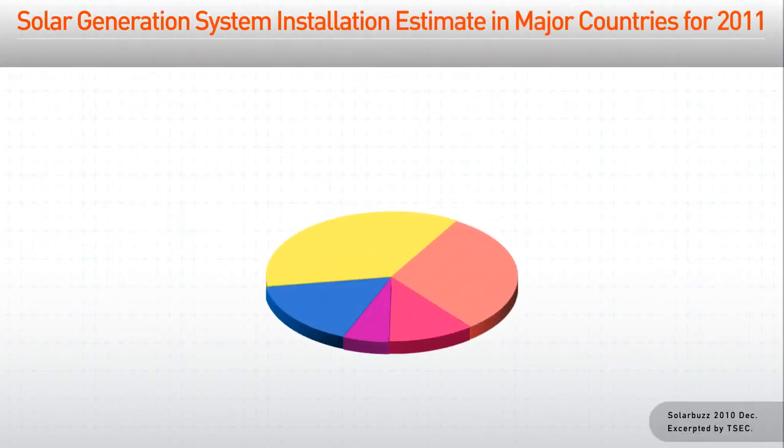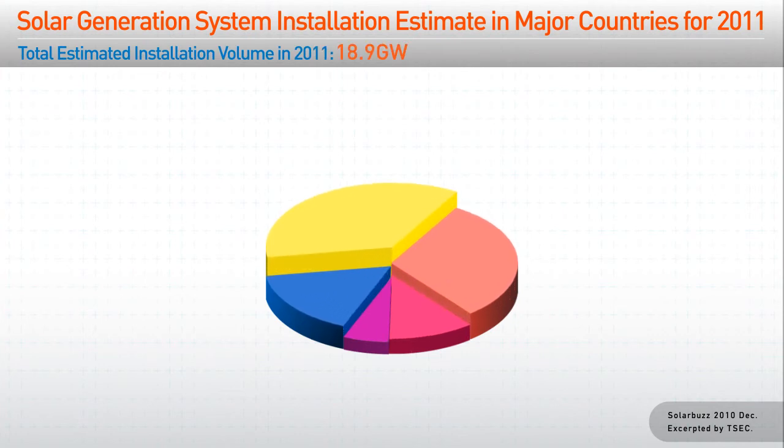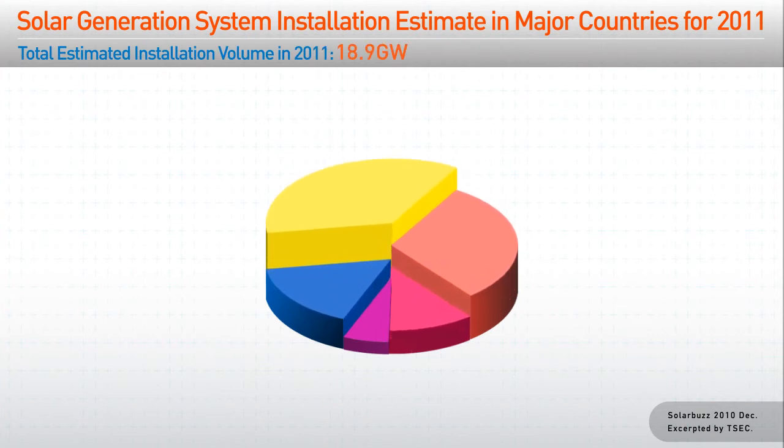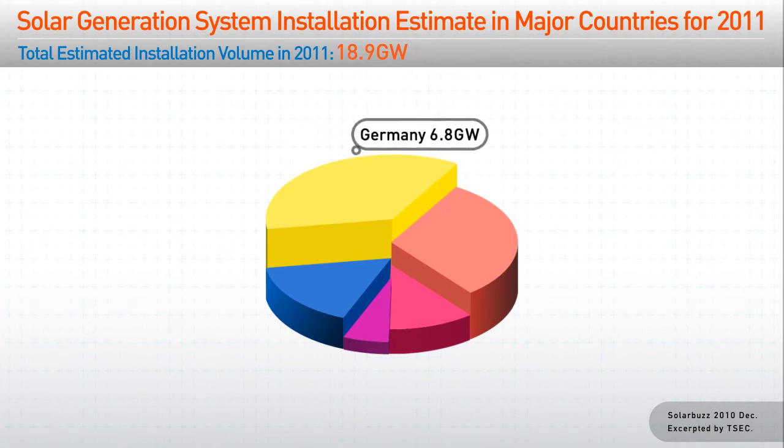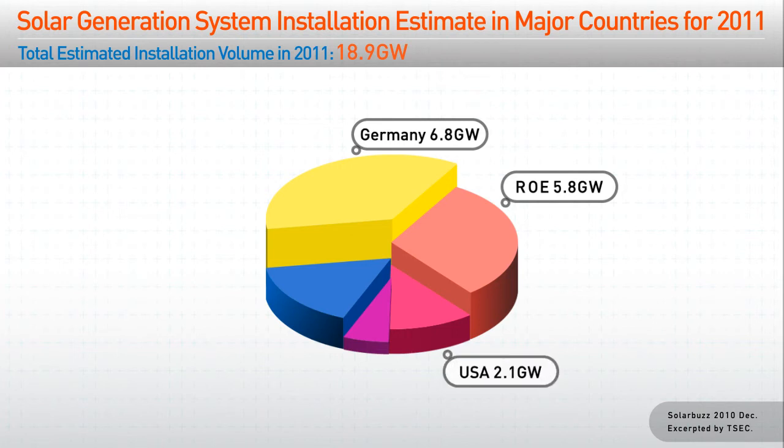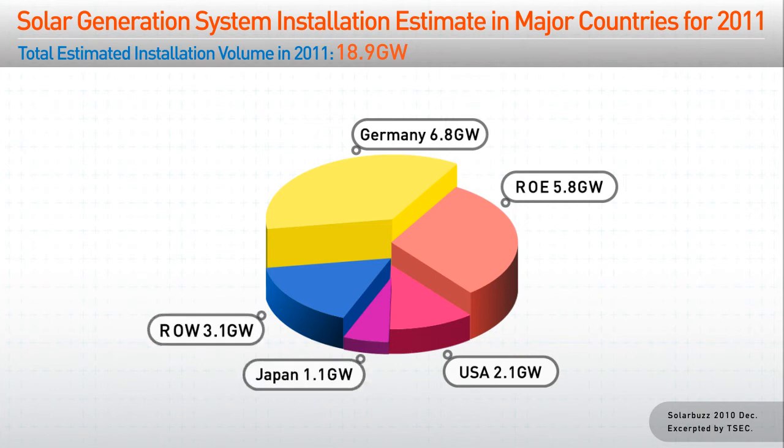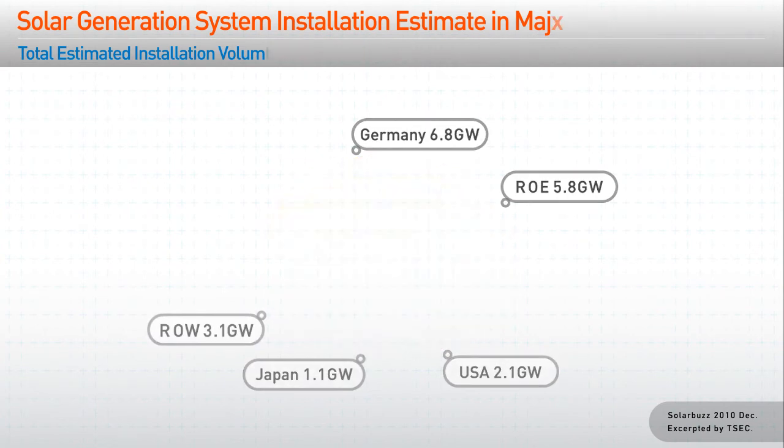Solar generation system installation volume in 2011 is estimated to reach 18.9 gigawatts worldwide. In particular, Germany will reach about 6.8 gigawatts, while the rest of Europe is expected at approximately 5.8 gigawatts. Meanwhile, the USA is expected to reach 2.1 gigawatts, and Japan is poised to achieve 1.1 gigawatts. The remaining countries of the world will roughly achieve 3.1 gigawatts.